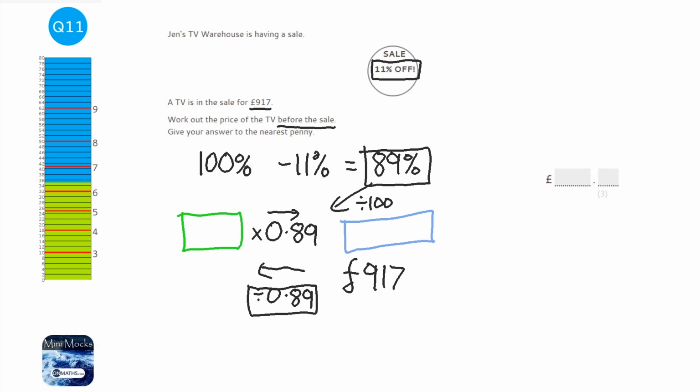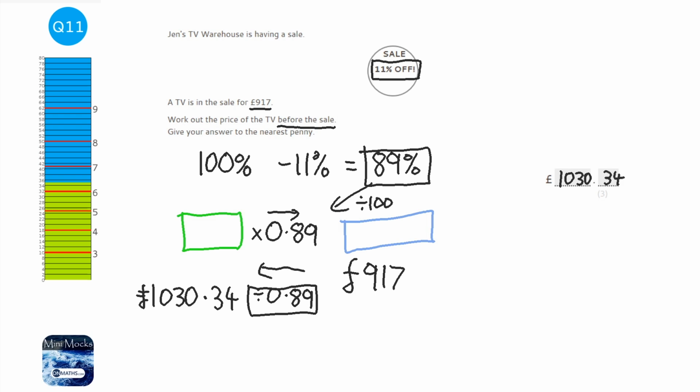So on the calculator, 917 divided by 0.89, and press equals. You might get a fraction, just press S to D, and we get 1030 pounds 34. I've rounded that to the nearest penny, because the next one along is 3, 3, 7, so the 7 pushes that 3 up to a 4. And so that's going to be 1030 pounds 34.